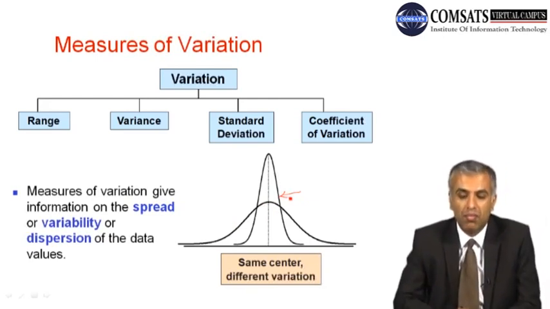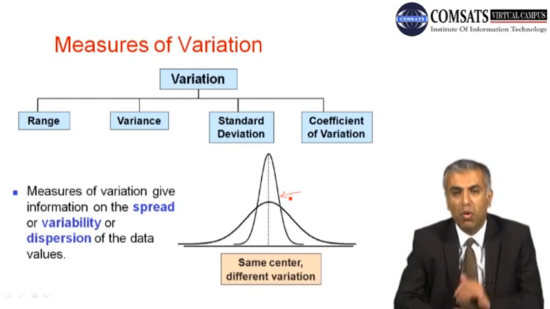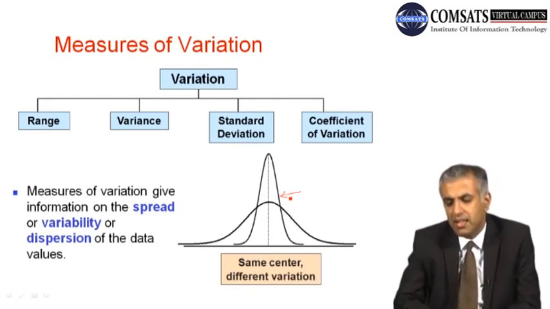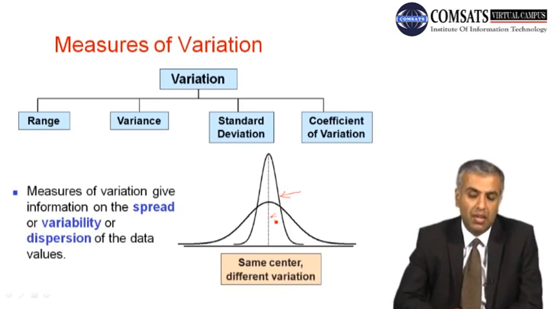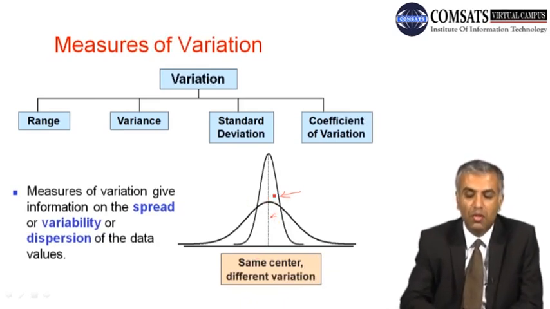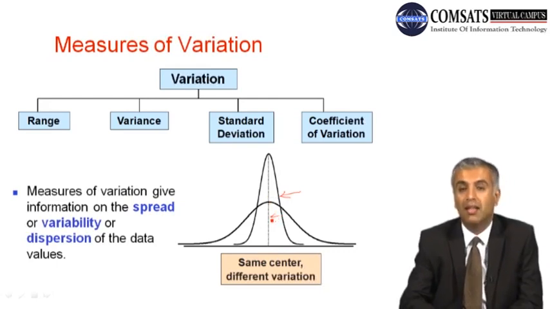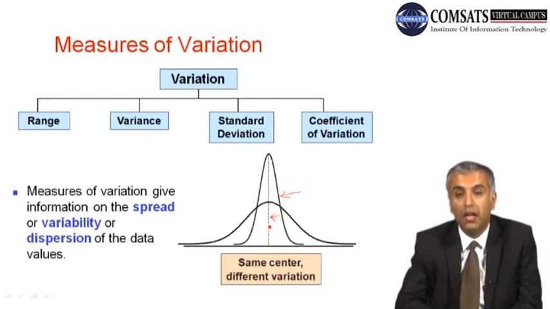this has got a sharper, higher peak here, and in this case we can assume that all the values which this curve represents are very close to this center, which is shown here with the dotted line. So basically the closer these values are to the mean, the higher that curve is, which is shown here.